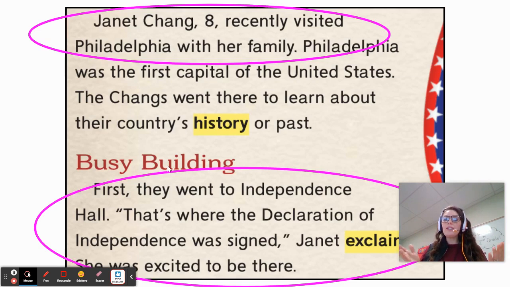That's right. She got to see Independence Hall, which is where the Declaration of Independence was signed. The reason she got to see that was because they went to Philadelphia. Because her family was in Philadelphia, she got to see Independence Hall. That is a cause and an effect. I can show you what this looks like as we enter it into our graphic organizer.